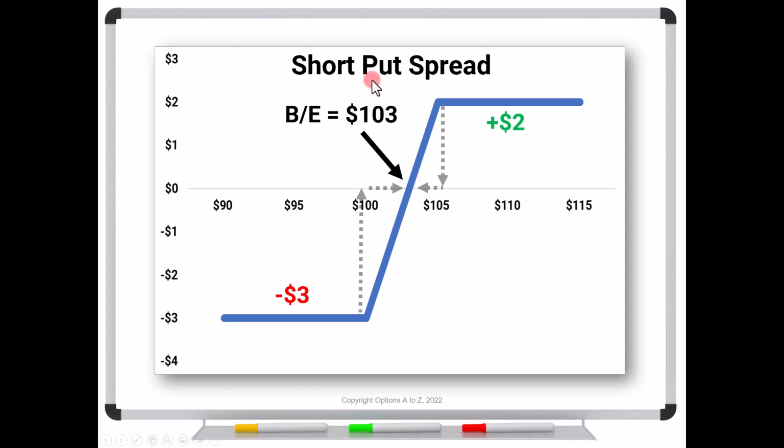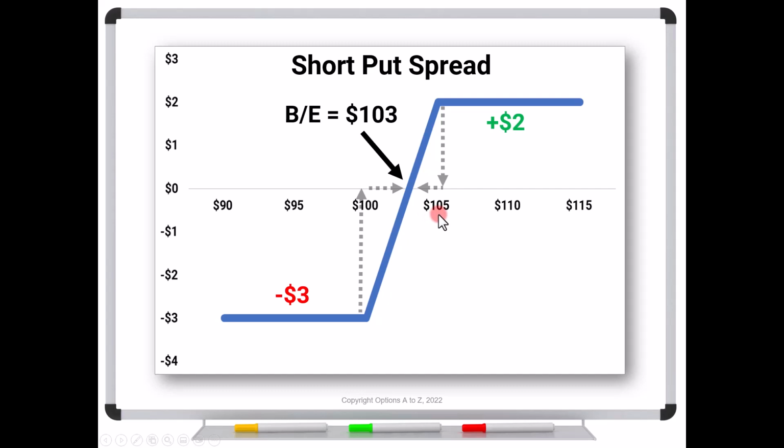So let's step through it. Start up here at the top. It's a short put spread. By a short spread, it means you have sold it. It's a credit spread. What's the only way that this could be a credit? We must have sold the 105 strike and therefore bought the 100. We must have sold the higher strike put. That's the one that's more valuable.